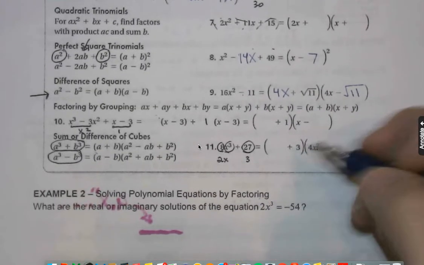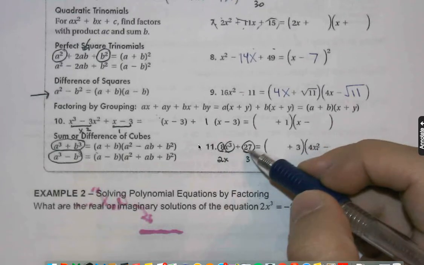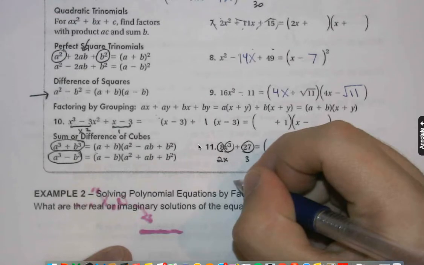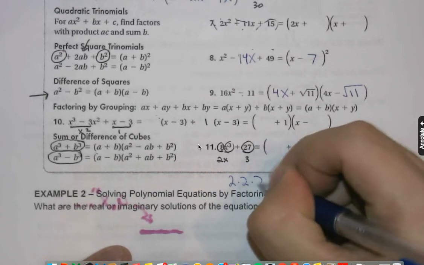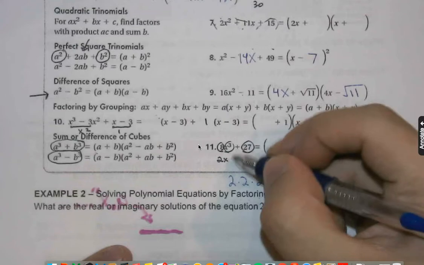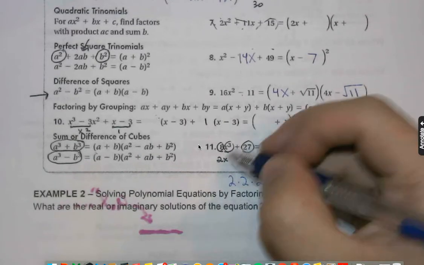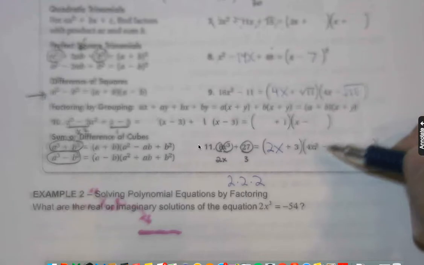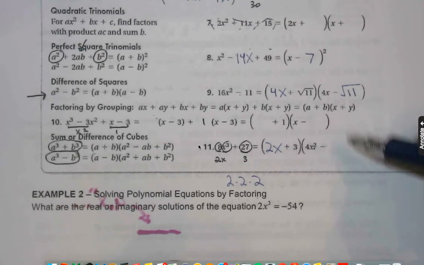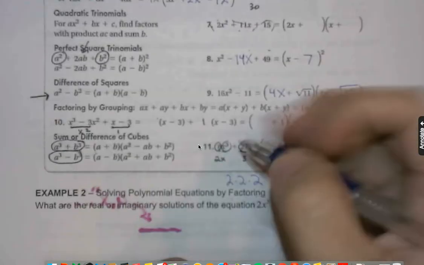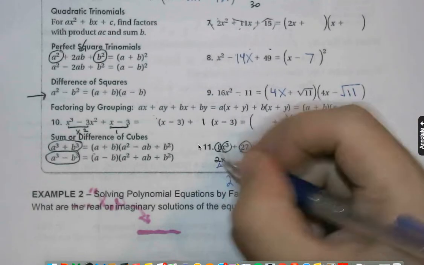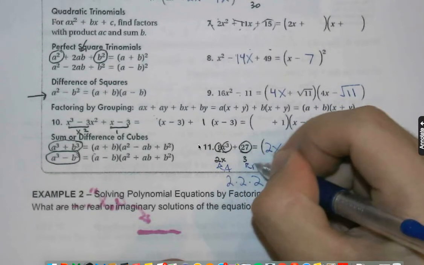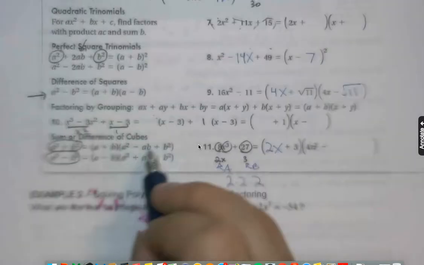So for something like this, 8x cubed plus 27, well, if we look at that, 8 could be denoted as 2 times 2 times 2, and then x is x cubed up here. So we could really denote this as 2x plus 3. And then as we take this to the right, in comparison to this, you could say that 2x is going to be a, 3 is going to be b, and then you can follow this algorithm here if you want to.